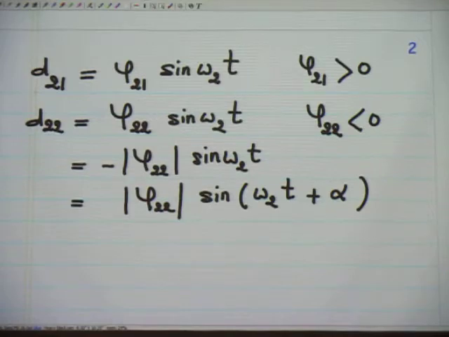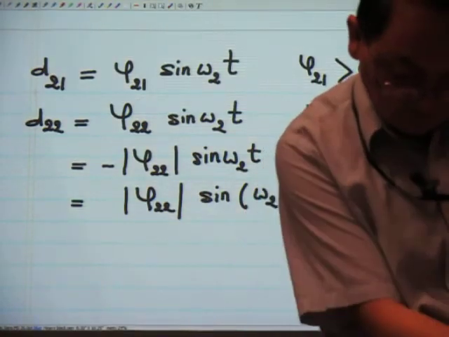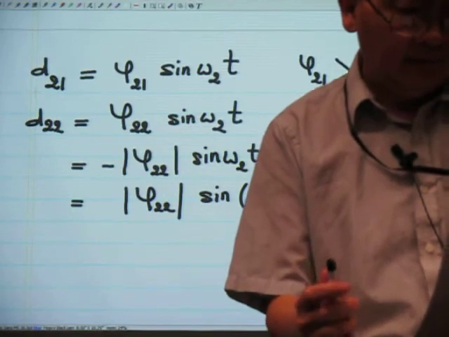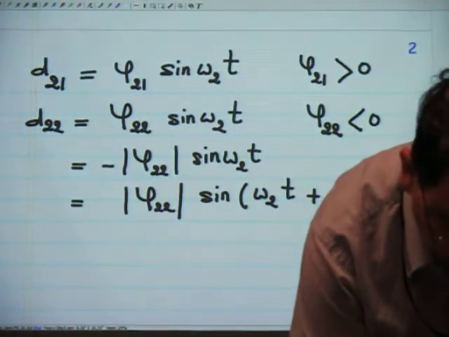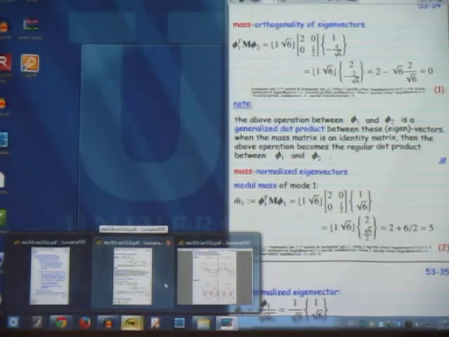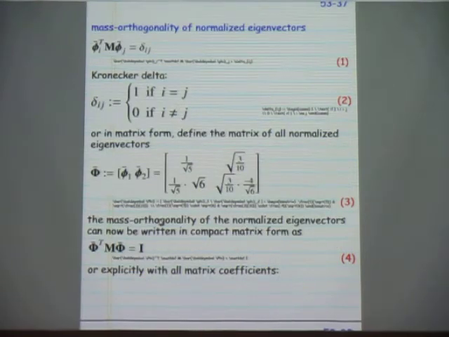So that's why I said, when the vibration is out of phase, then the phase angle is 180 degrees. Very good. So we make a lot of progress now. I already finished with the animation. Now the mass orthogonality of the normalized eigenvectors.